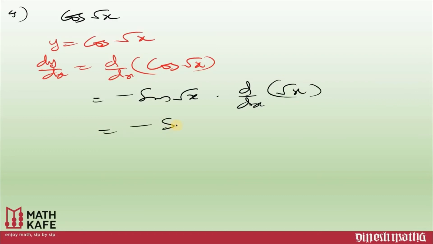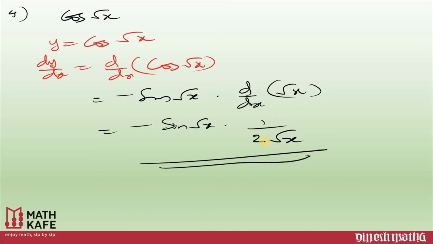Say cos root x. Again here also say y is equal to cos root x, and dy by dx will be what? We are differentiating the cosine function, and you know the derivative of cosine function is what? Negative sign, as it starts with co, into derivative of root x. That will become minus sine root x into 1 by 2 root x. That will be the answer.